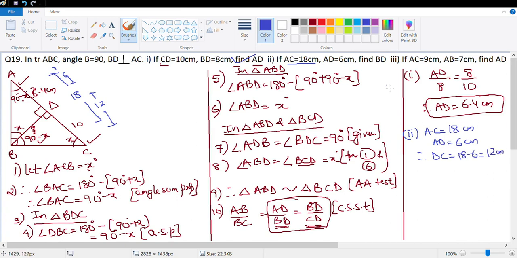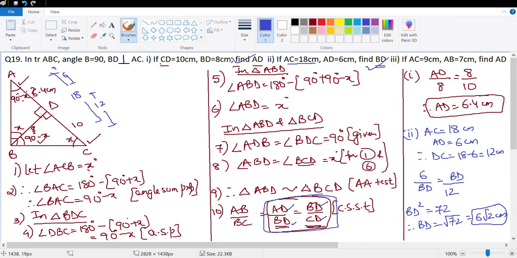And they want us to calculate BD. So again, AD given, BD we need to calculate, CD given. Let's take these two only, which is AD, 6 upon BD, is equal to BD upon CD, that's 12, which means BD square is equal to 12 into 6, that's 72. Therefore, BD is equal to root 72, which is 36 into 2, that's 6 root 2 centimeter. That's the second part of the question.